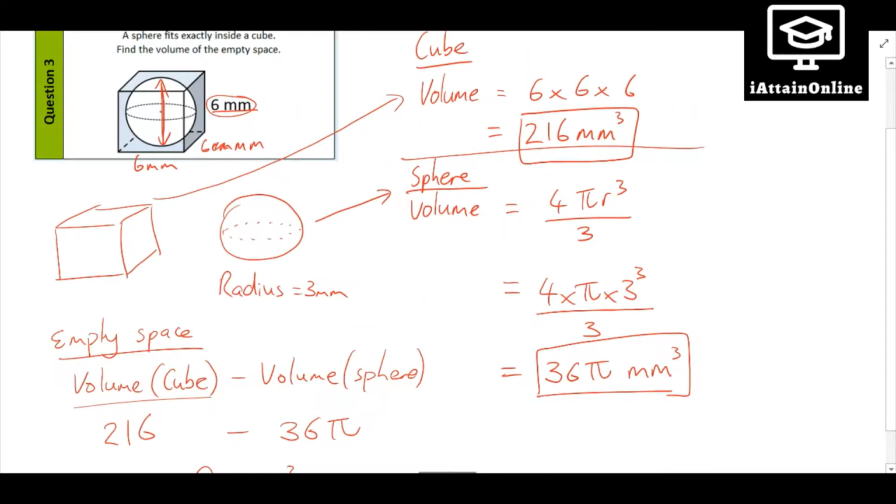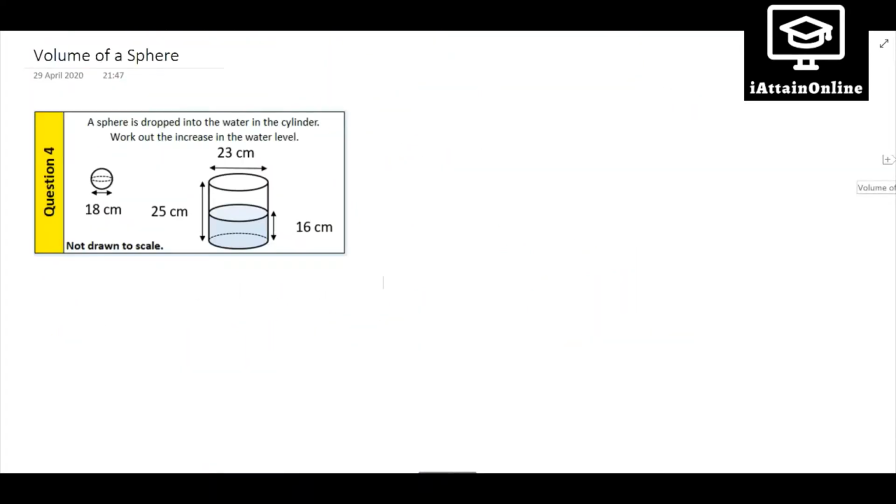Okay, last example. Now this is typical of a kind of applied exam question. These are really, really tricky. So we are given a cylinder over here, and that cylinder has some water in it. And the height of that water inside the cylinder goes up to 16 centimeters, but the height of the whole cylinder is 25 centimeters. And we're given the diameter of the cylinder.